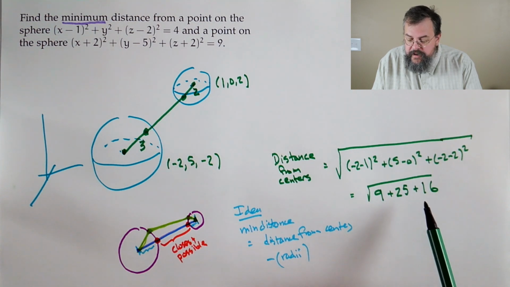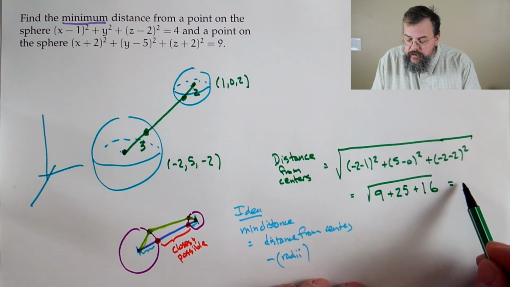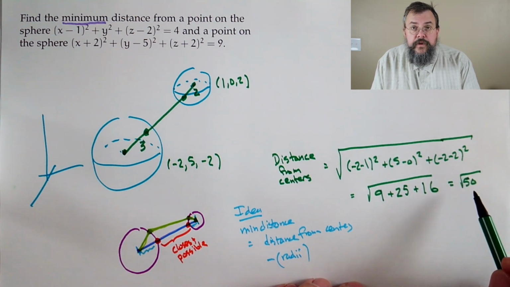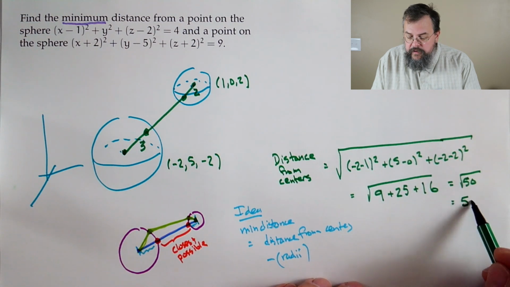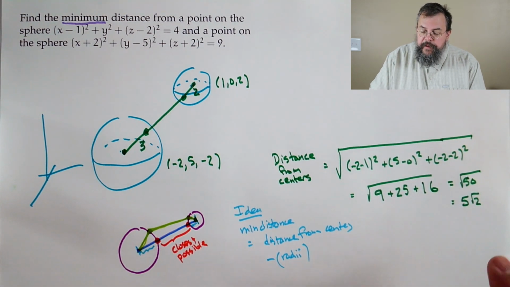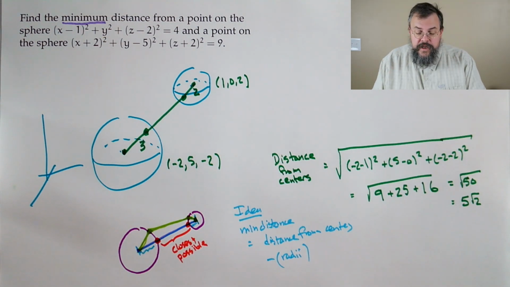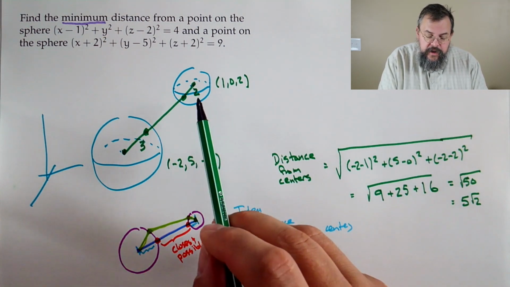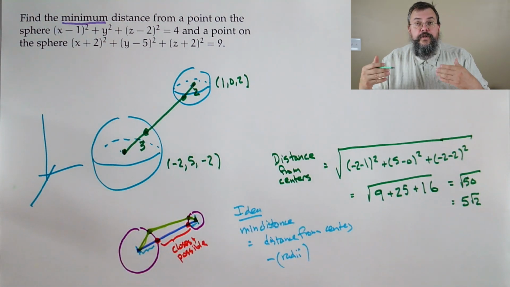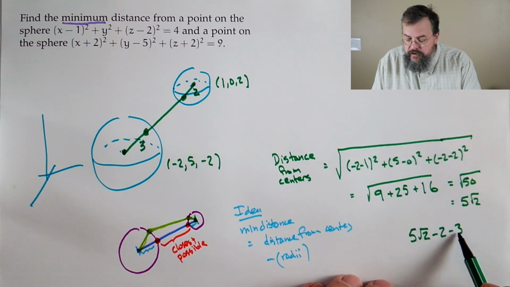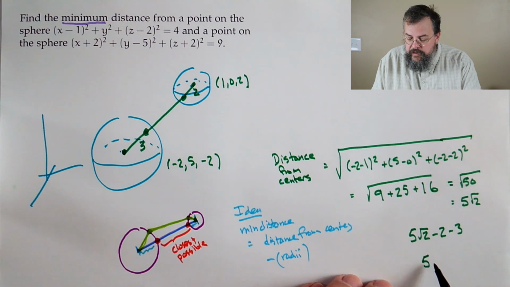Okay, so what do we have? Well, 9 plus 25 plus 16 is square root of 50. And well, you can factor out 25 times 2, so this is the same as 5 root 2. Now, remember, that's the distance from the centers. We want the closest between the spheres, so we need to also subtract off the radii. Radii are 2 and 3, so 2 and 3 makes 5, and therefore our final answer is 5 root 2 subtract 2, subtract 3, or 5 root 2 minus 5.